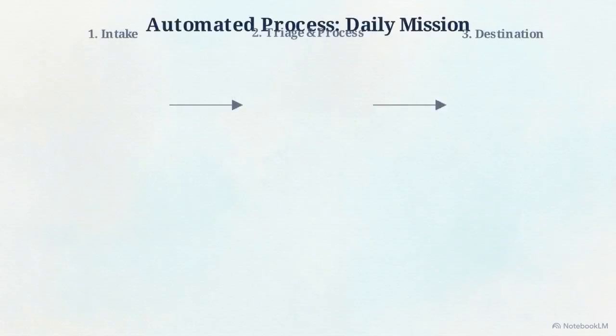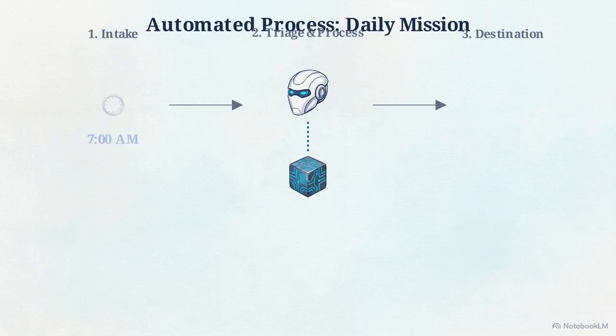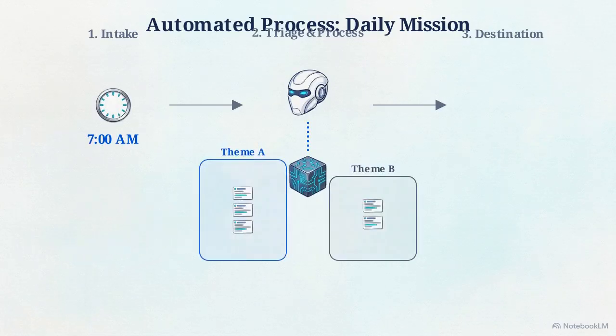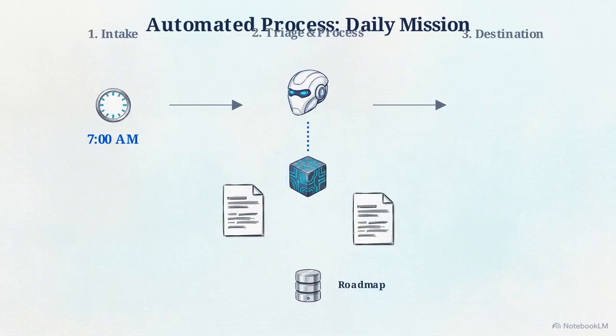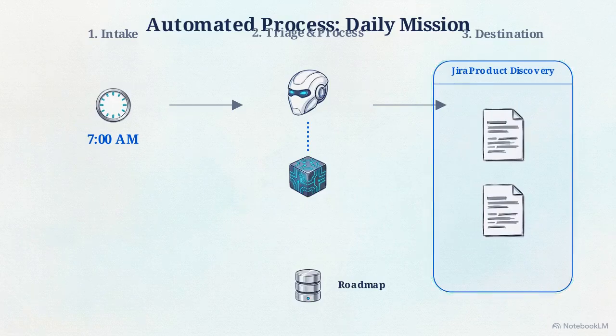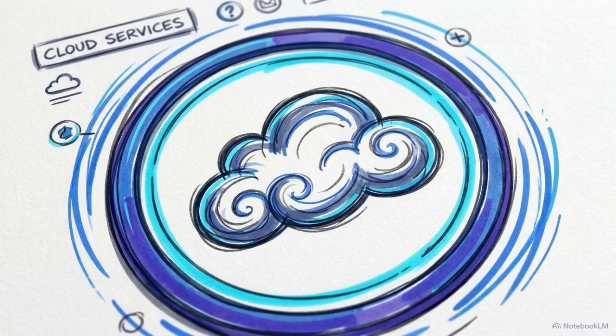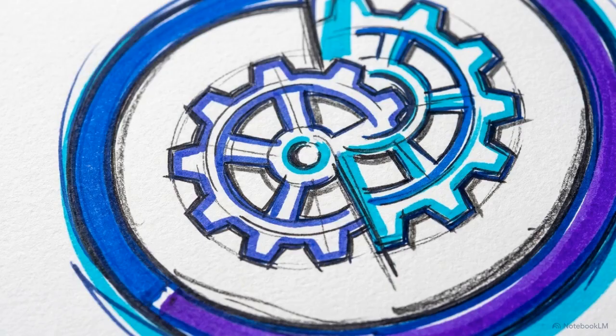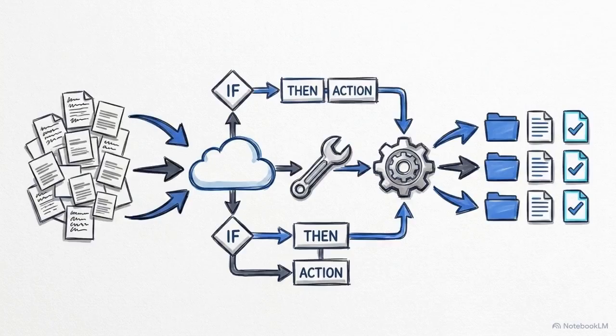This diagram outlines the agent's specific daily mission. Every day at 7 a.m., the agent pulls in all new feedback, groups the tickets by theme, checks those themes against your existing roadmap, and outputs distinct, formatted feature requests straight into Jira Product Discovery. With Atlassian Cloud Premium, access to Atlassian Studio, and Jira automation permissions, you have everything required to replace a manual data entry task with an automated workflow.